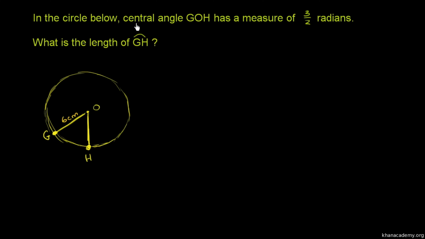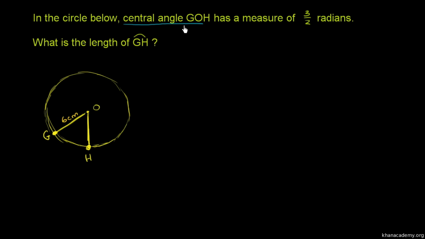Circle O below, central angle GOH has a measure of 3 halves radians. What is the length of arc GH? So let's define some variables that'll help us manipulate them a little bit easier.